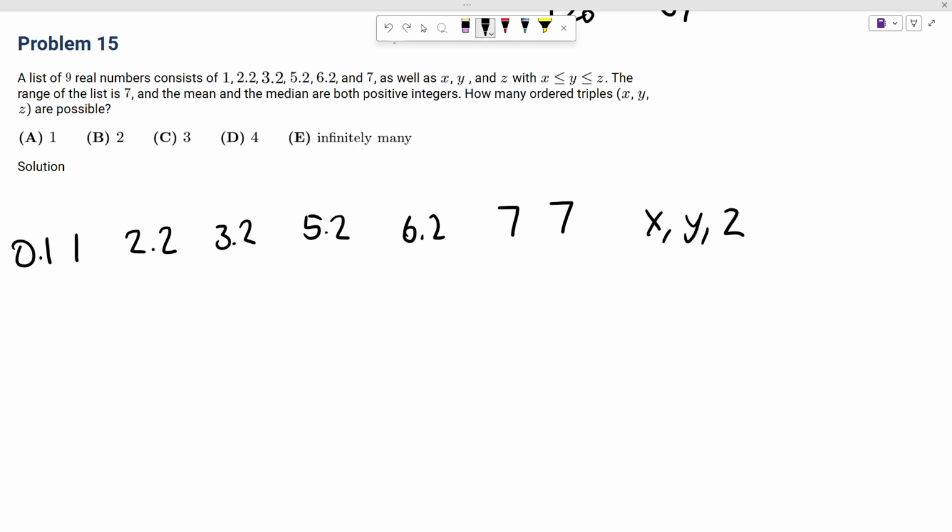So essentially that means that all of our numbers are between 0 and 8, because otherwise the range would be too big. So let's first try to satisfy the condition of the mean. There has to be a positive integer. So let's add these numbers up right now.